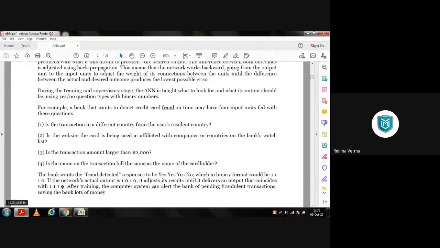Now we understand that we should get the answer 1110, but if our system is giving 1010 when we are training it, at that time we will apply backpropagation and train our system in such a way that it gives the answer 1110. This is how training is done for neural networks. After training, the computer system can alert the bank for pending fraudulent transactions, saving the bank lots of money.